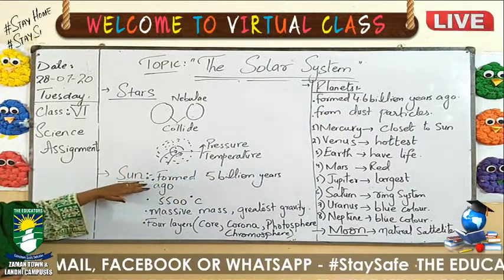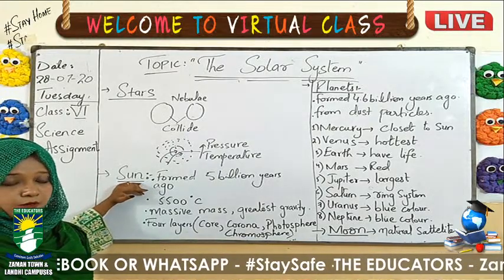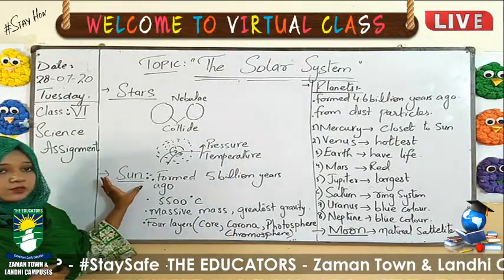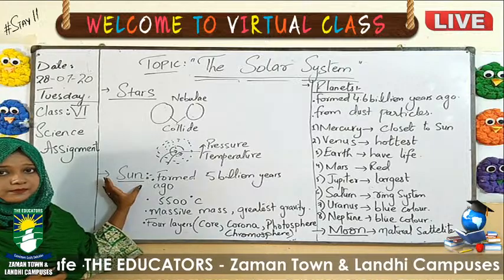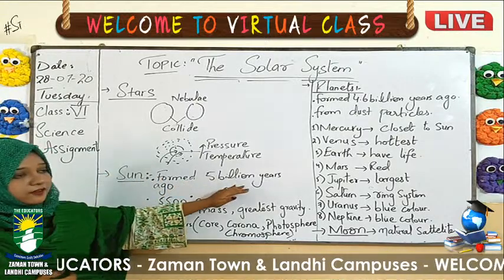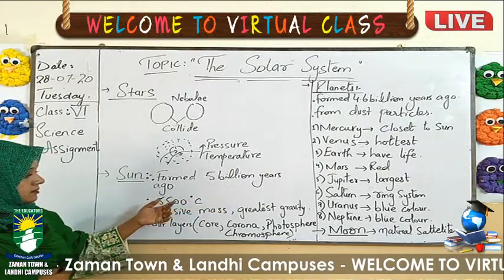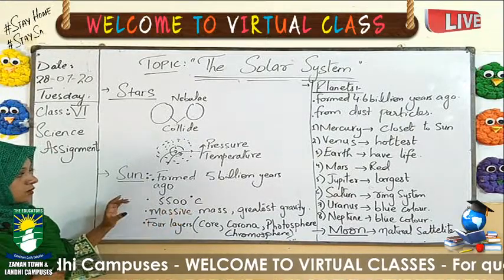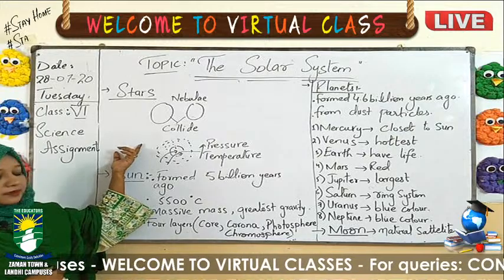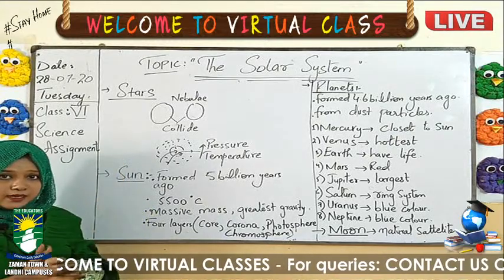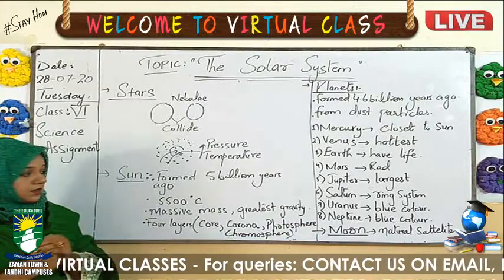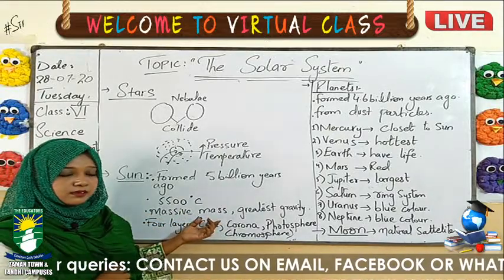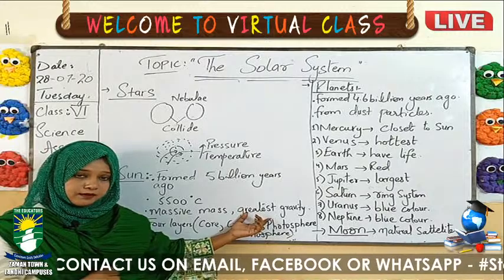Then, one of the greatest stars of our universe is the Sun. In our galaxy, we find so many stars, and the Sun is the biggest star of our galaxy. It formed 5 billion years ago, having the greatest temperature of 5500 degrees centigrade. Because it is a star in nature, obviously it is a ball of gas. It is formed of different gases, especially hydrogen and helium, and it has massive mass as well as the greatest gravity.